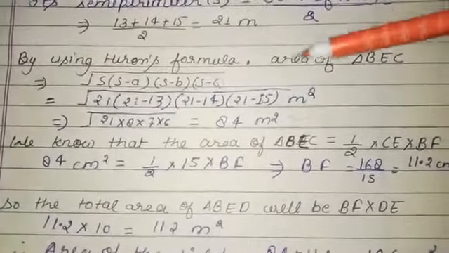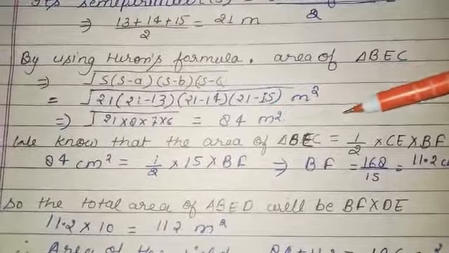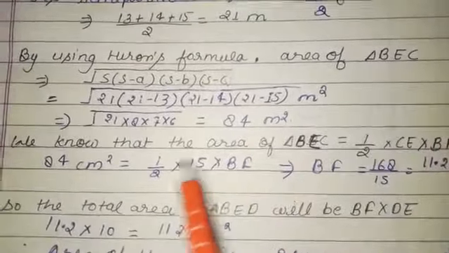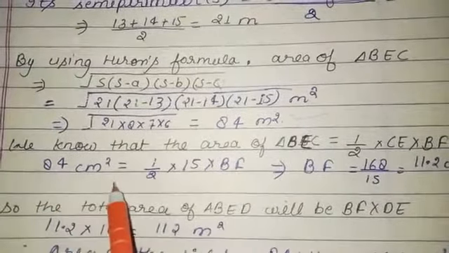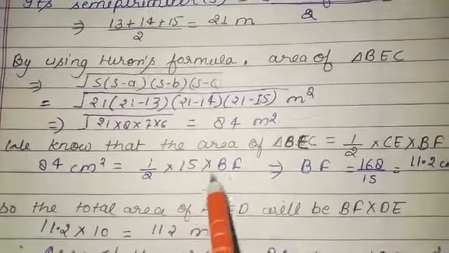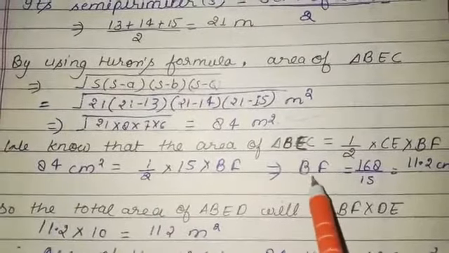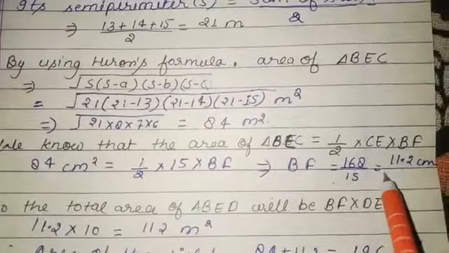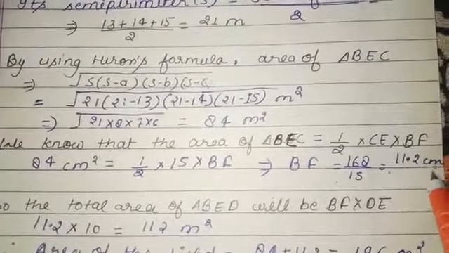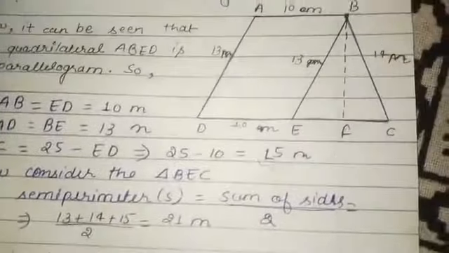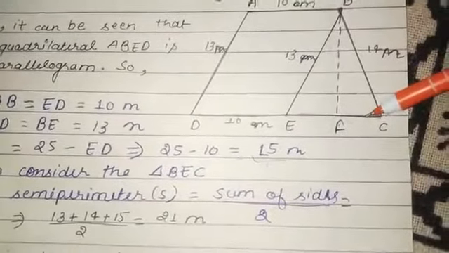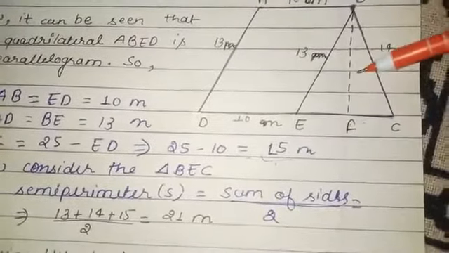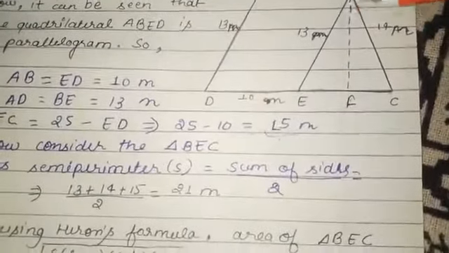We know that the area of BEC is equal to half into CE into BF. So 84 meter square is equal to half into 15 into BF. So BF is equal to 168 upon 15, that is 11.2 meter. So we find BF, this is BF, 11.2 meter.